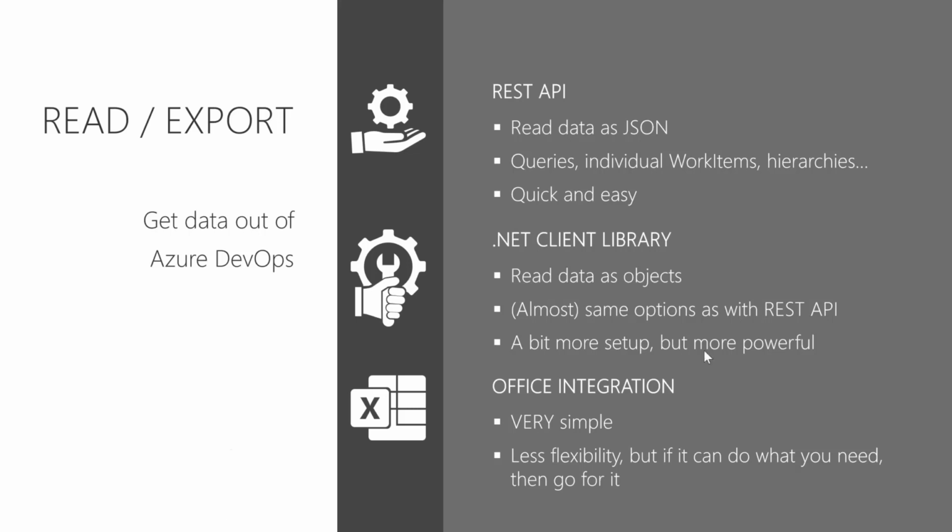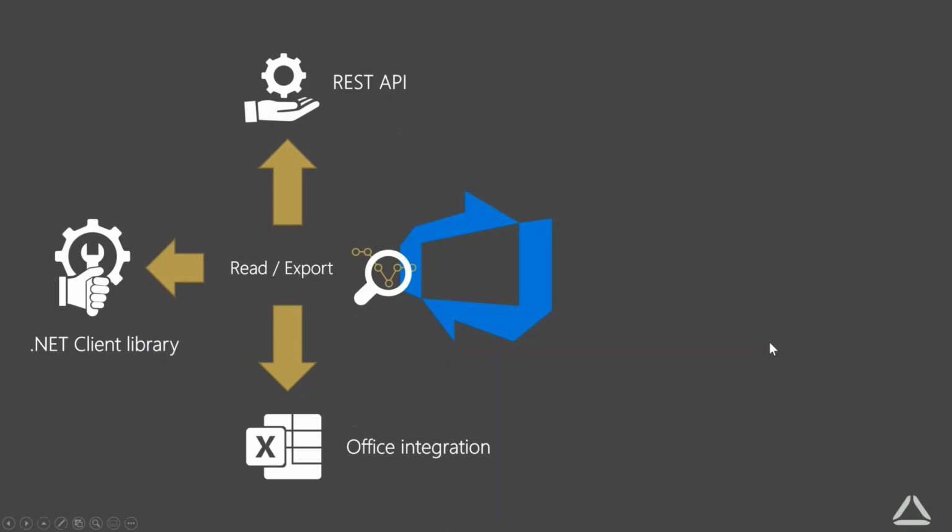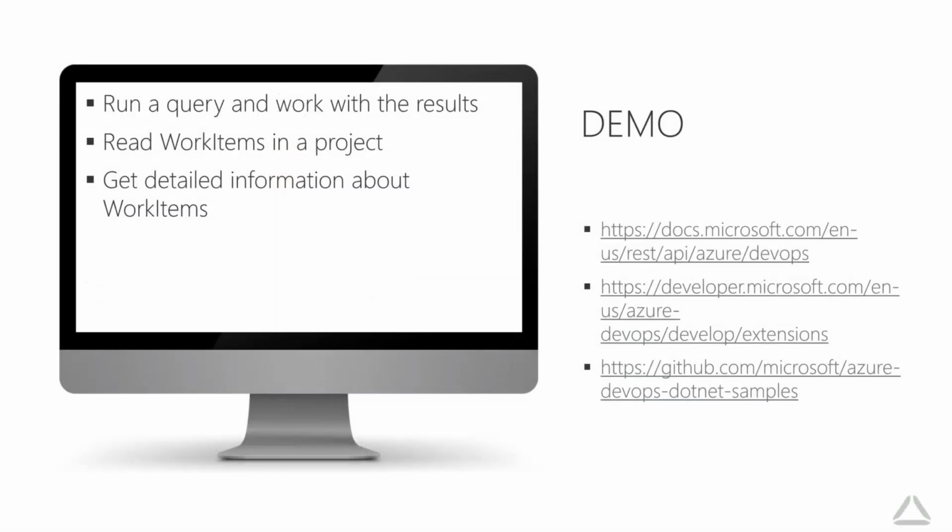Okay, so the demo that I've prepared for today is, just to recap, we're going to get data out of Azure DevOps. That's what I try to show with those golden arrows. So we're going to get data out of Azure DevOps, not the other way around. And we will always look at that diagram to understand in which direction we're going and what we're using. So we now have code running outside of Azure DevOps, and it's just going to get the data. The demo that I prepared is running a query and working with the results, looking at the work items in a project, and then getting detailed information about work items.